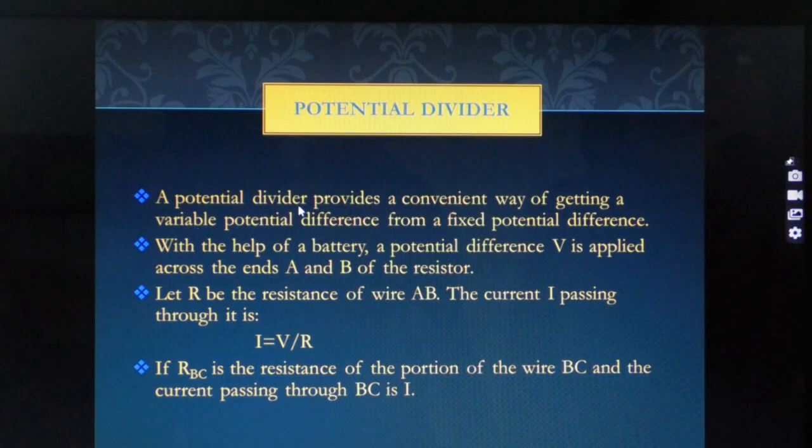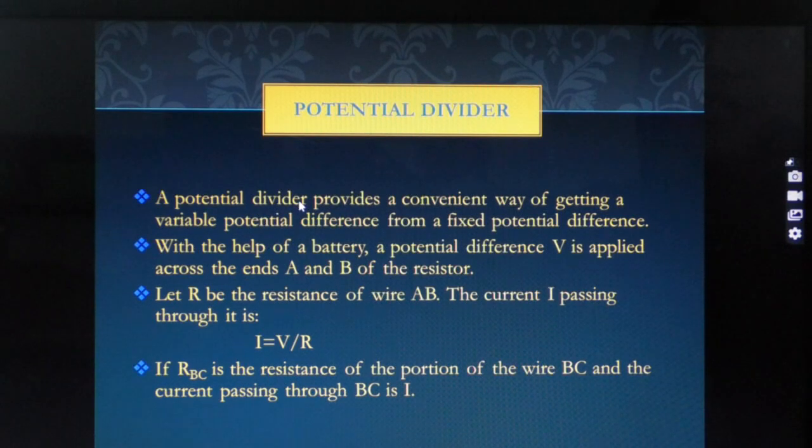A potential divider provides a convenient way of getting a variable potential difference from a fixed potential difference. So in the circuit diagram, definitely we are going to use a battery. A battery is providing a constant potential difference, and from that constant potential difference, we are going to get a different or variable potential difference. This could be done with the help of a device which is known as a potential divider.